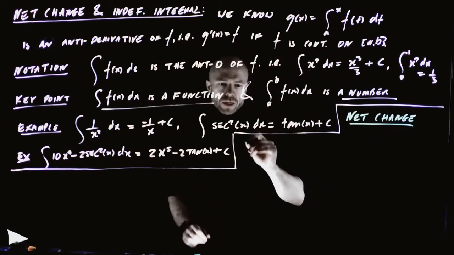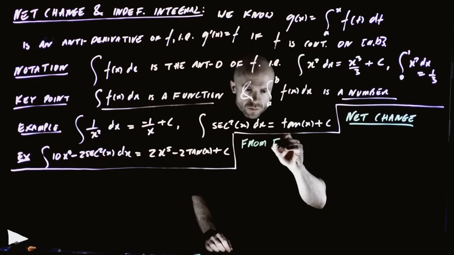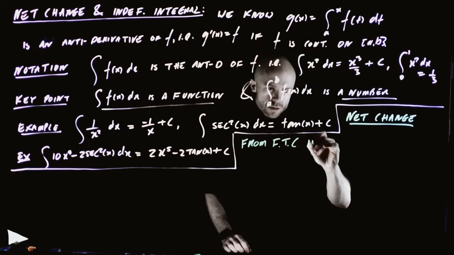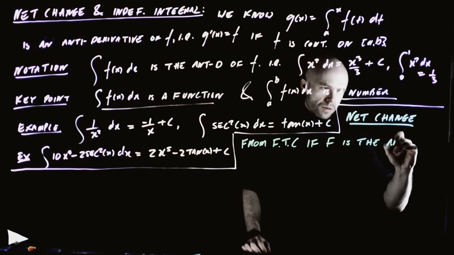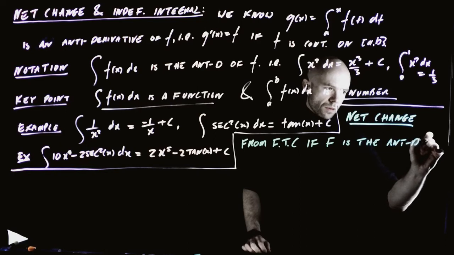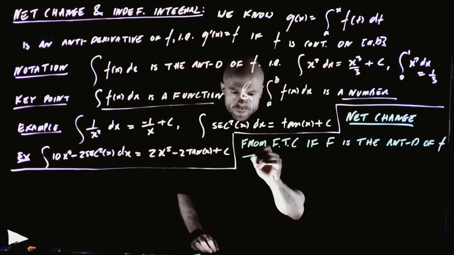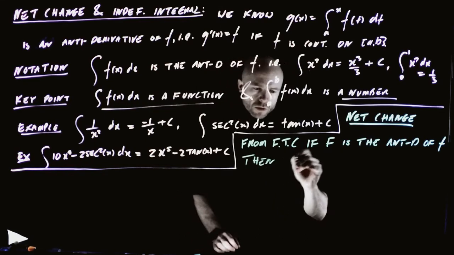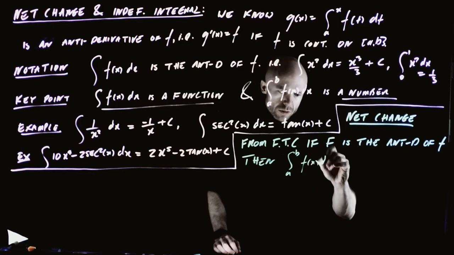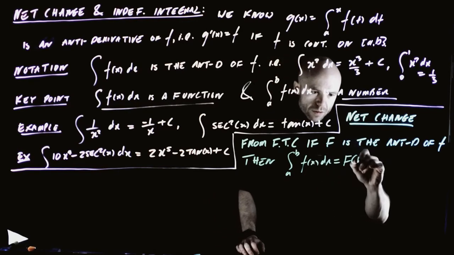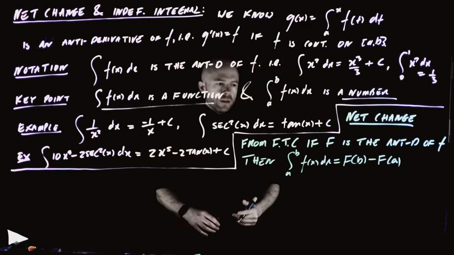So, from the fundamental theorem of calculus, if capital F is the antiderivative of little f, then the integral from a to b of little f dx, this definite integral, is just given by this. That's the statement of the fundamental theorem.